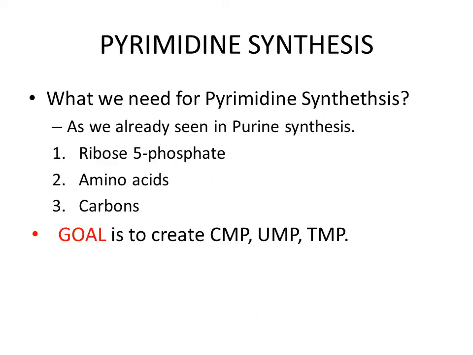Now we are going to talk about pyrimidine synthesis. In order to synthesize pyrimidine, we will need ribose 5-phosphate, amino acids and carbons, like we have already seen in purine synthesis. We will need the same structures as in purine synthesis. Our goal is to create CMP, UMP and TMP, which stand for cytidine monophosphate, uridine monophosphate and thymidine monophosphate respectively.